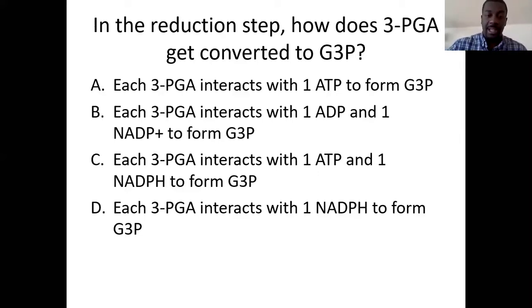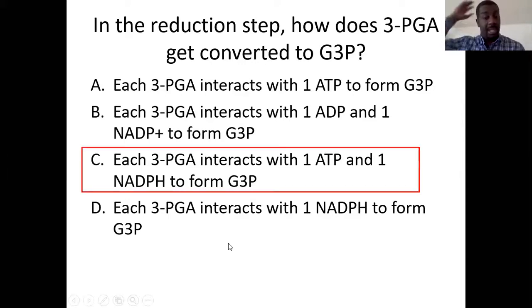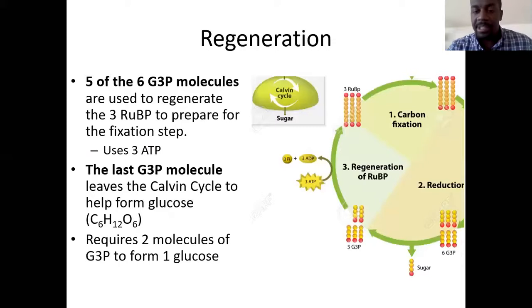Yes, this is perfect. So each 3-PGA is going to interact with one ATP and one NADPH to convert it into G3P, that glyceraldehyde 3-phosphate that we saw earlier in glycolysis. Okay, that's the reduction step. That one's relatively straightforward, not a whole lot going on there. Okay, the last step is the regeneration step.